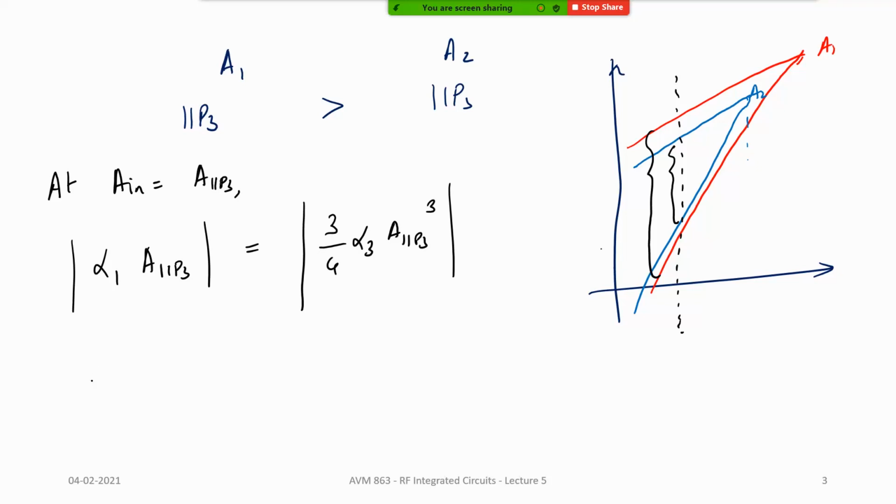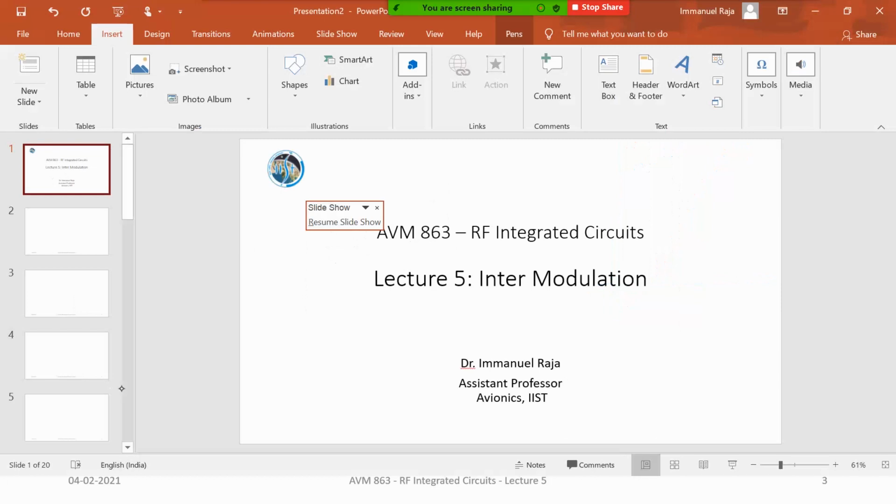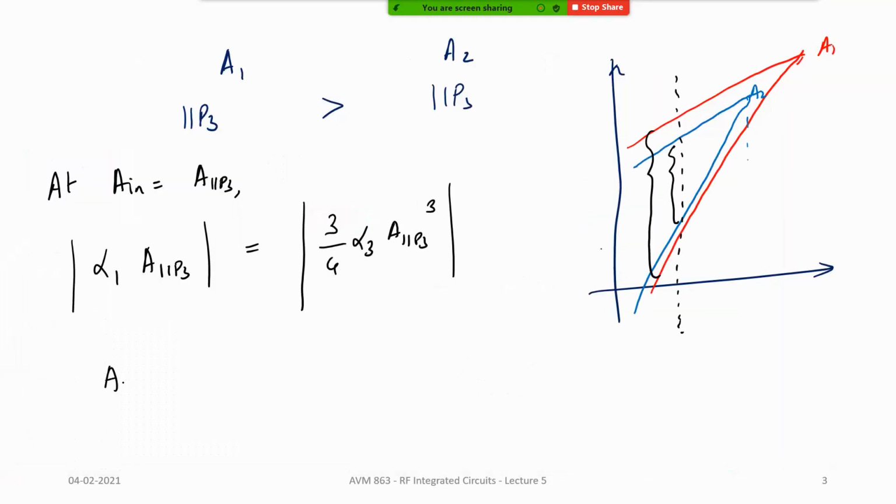Now you can just rearrange numbers and say that A_IIP3 is nothing but the square root of 4/3 times the modulus of alpha 1 by alpha 3. This is your AIP3 number. So you can see that as alpha 3 goes down, you will have a better AIP3 or more linear performance. That is obvious even from our first cut equation. As your alpha 2 and alpha 3 go down, your harmonic distortions and all the other non-linearities go down.